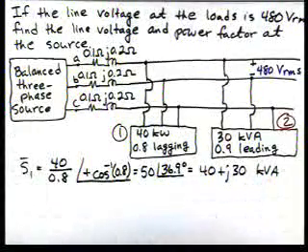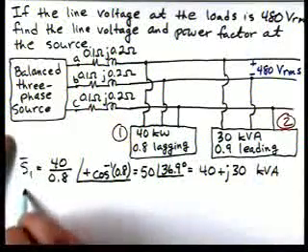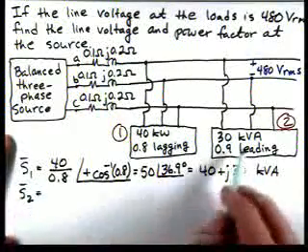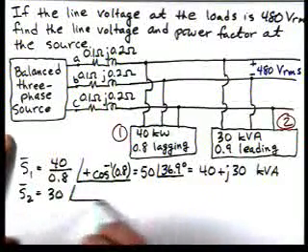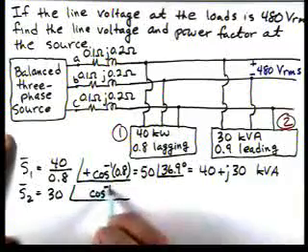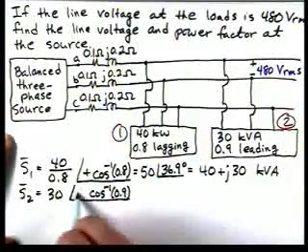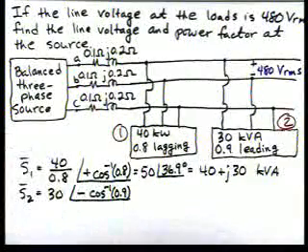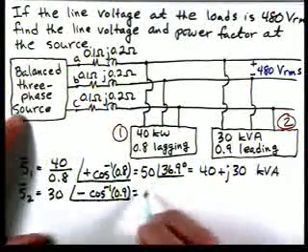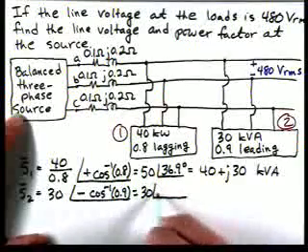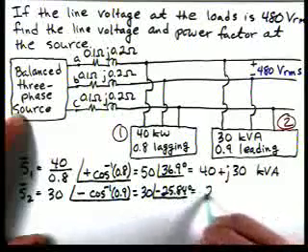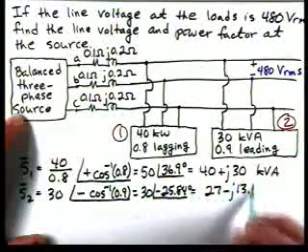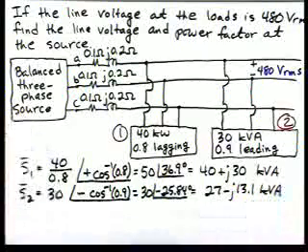Now for the second load, note that we're given the apparent power, we're given kVA, so we don't have to divide by the power factor. So we have 30 at an angle of cosine inverse 0.9, and this angle is going to be negative because of the leading power factor. So we have 30 at an angle of minus 25.84. So we have 27 minus j13.1 kVA.